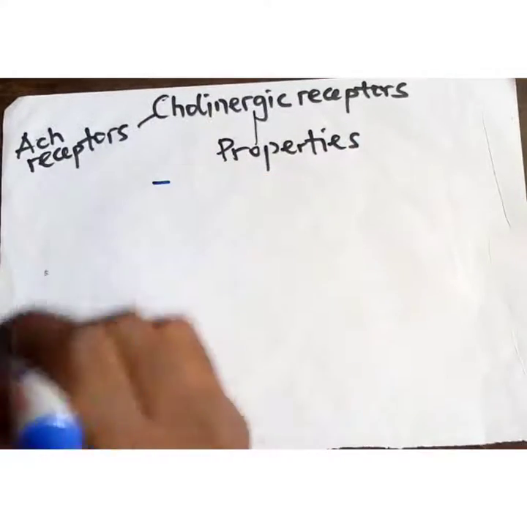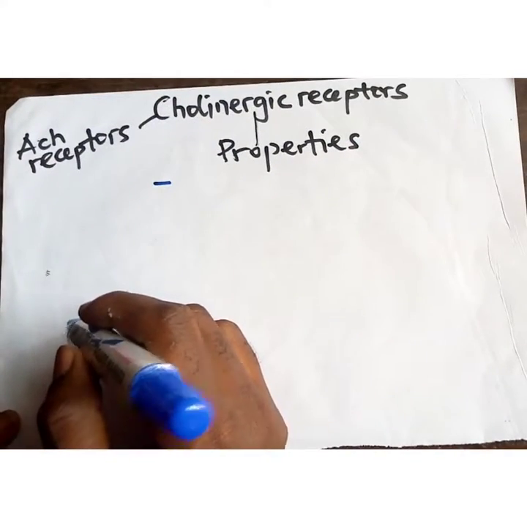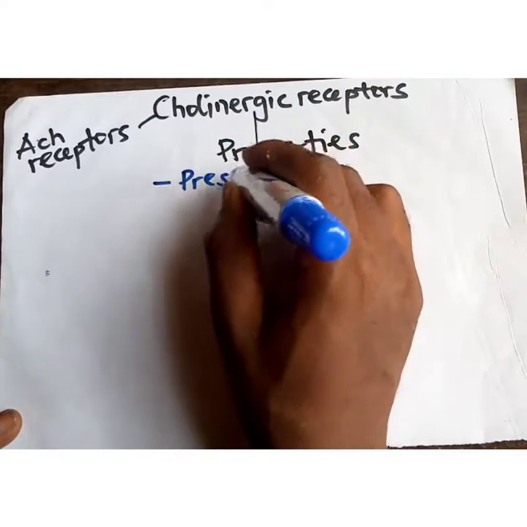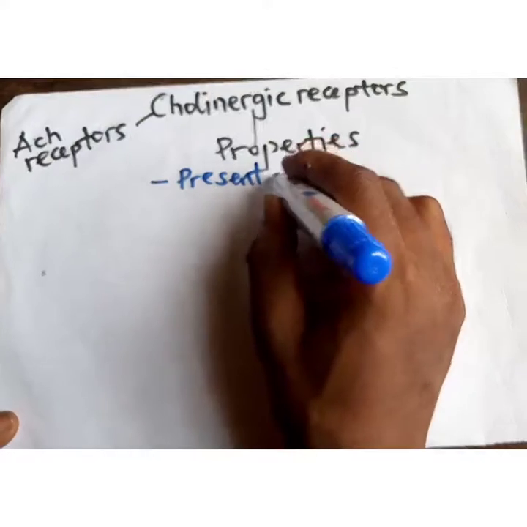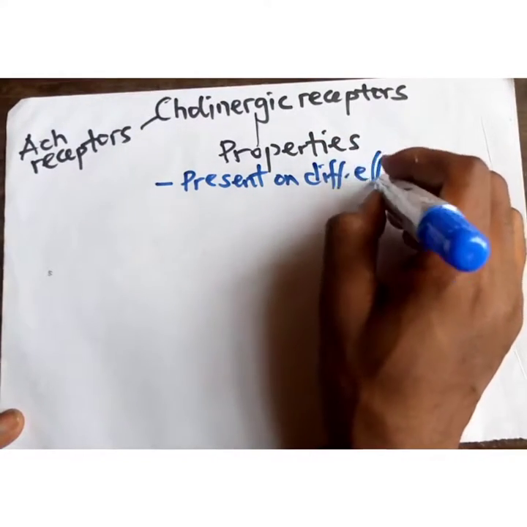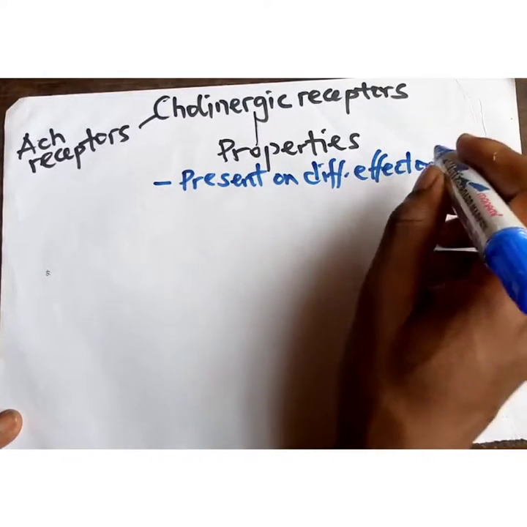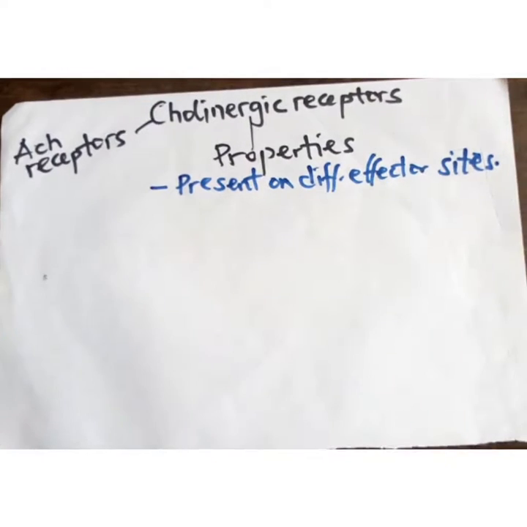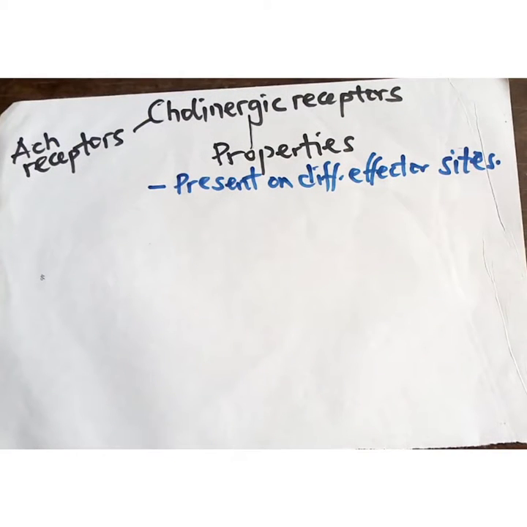Number one is that they are present on different effector sites. So anywhere you have acetylcholine exerting either pharmacological action or physiological action, you have a cholinergic receptor present there.